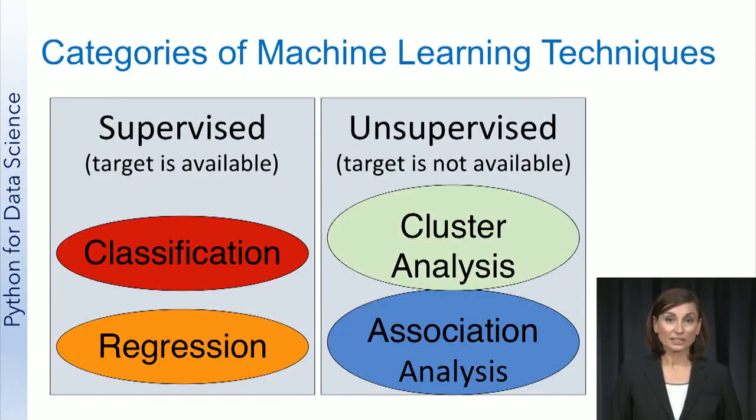In summary, in this video, we looked at different categories of machine learning techniques, and we discussed classification, regression, cluster analysis, and association analysis as some of these techniques. We also defined what unsupervised and supervised approaches are in machine learning and which of our earlier categories fit in these two categories.